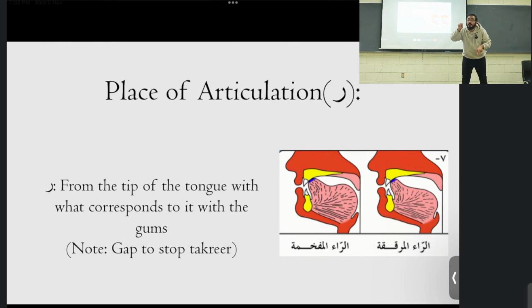So, the air is flowing. I'm staying in the same spot, by the way. I didn't roll my tongue. I didn't say arr. I'm in the same area I'm saying ra from. Ra. Arr. All I'm doing is allowing some air through. I'm allowing some air, some gap for the takrir to stop.